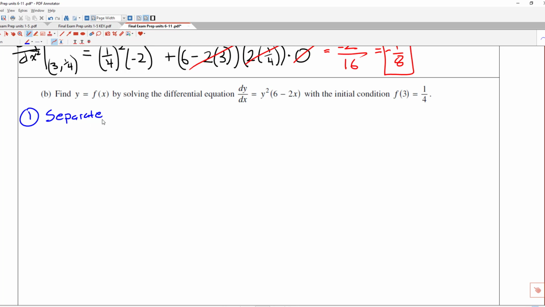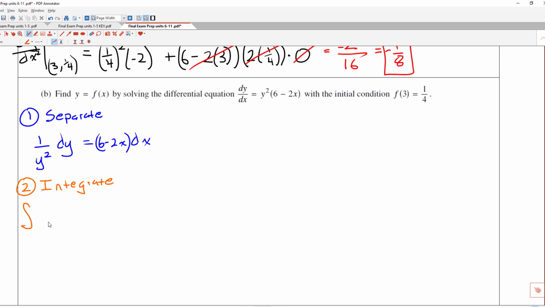Separate. I'm going to have my dy still on the left-hand side. I eventually need my dx on the right-hand side. So I've gotten rid of this one by multiplying both sides by dx. I'll have to divide both sides by y squared. So I'm going to have 1 over y squared on the left, and I'm going to leave this 6 minus 2x on the right-hand side. Done. Okay, step number 2 is to integrate.